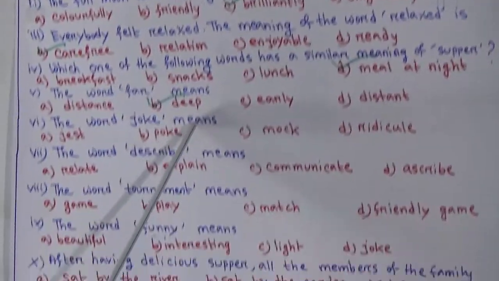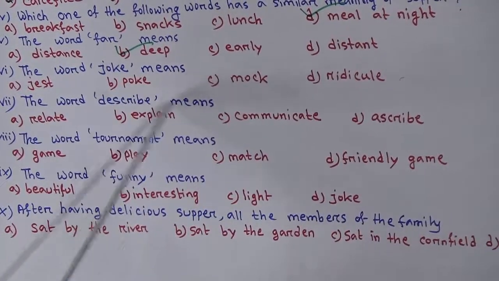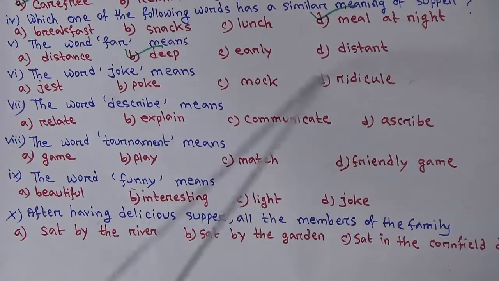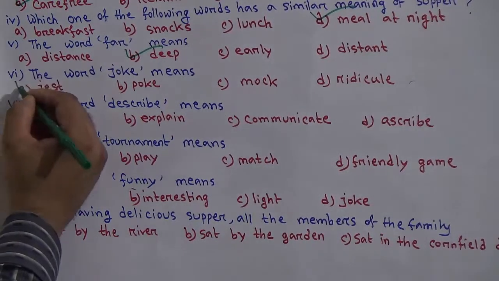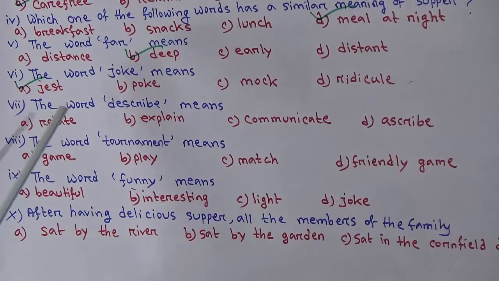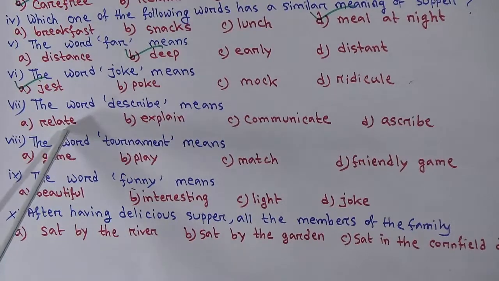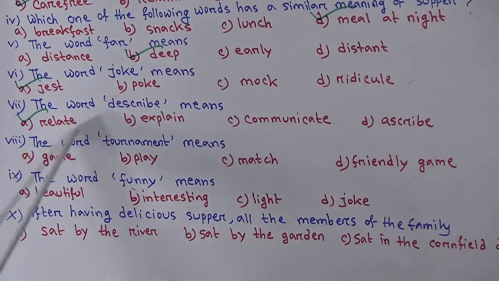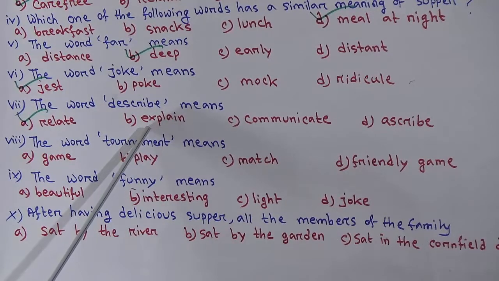The word joke. Joke means jest. Poke means to push another. Mock means to criticize others. Ridicule and mock are both the same, to criticize others. So joke means jest, to make fun. Okay, the word describe means relate. Explains, no. Describe means relate, a similar word to relate. Explain means explanation, to give a brief.